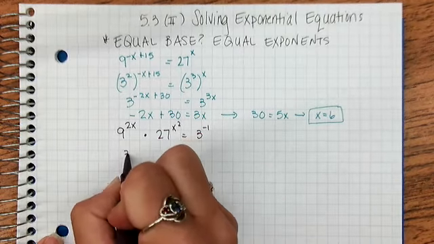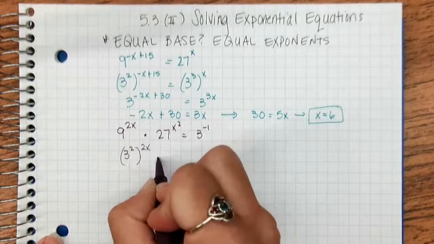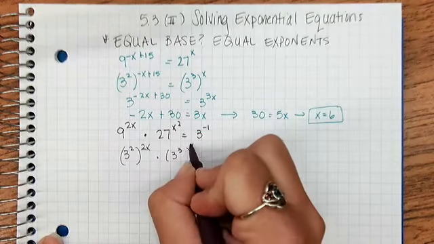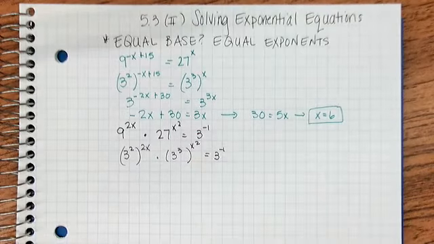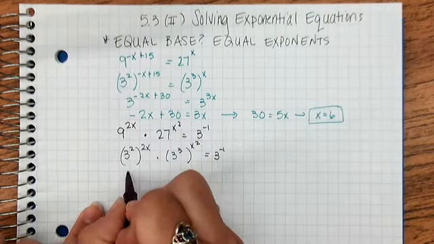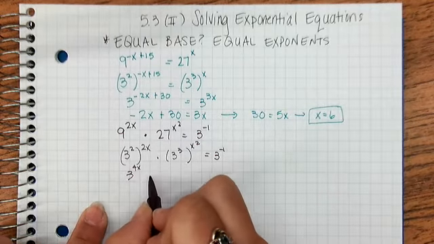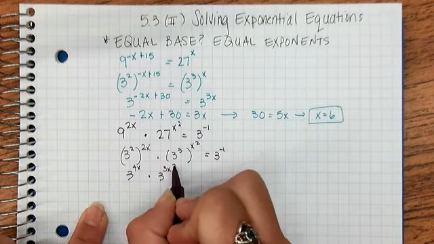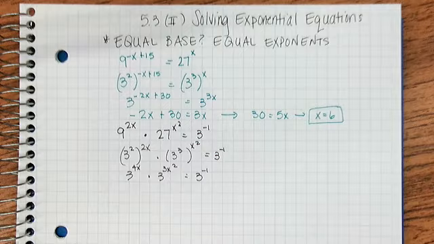So this becomes 3 squared to the 2x times 3 cubed to the x squared equals 3 to the negative 1. Okay, multiply exponents, power property. That's 3 to the 4x times 3 to the 3x squared equals 3 to the negative 1.